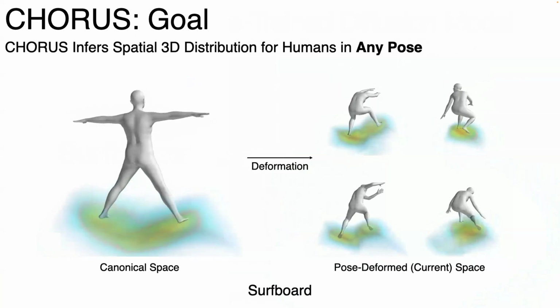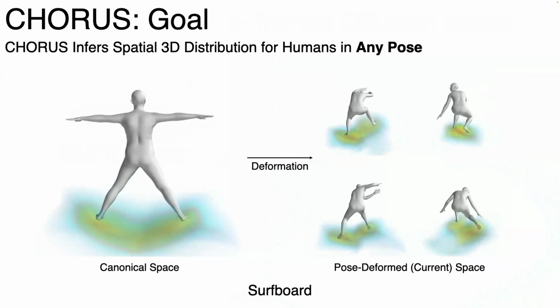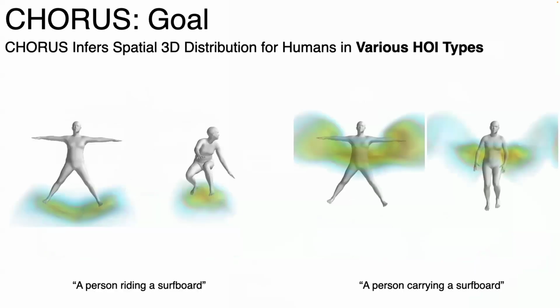More specifically, we do the modeling in the canonical space, and the HOI pattern in the canonical space can be deformed into any other posed space because this 3D field follows the LBS skinning of the SMPL pose movement. So basically, we can make the HOI pattern in any specific human pose.